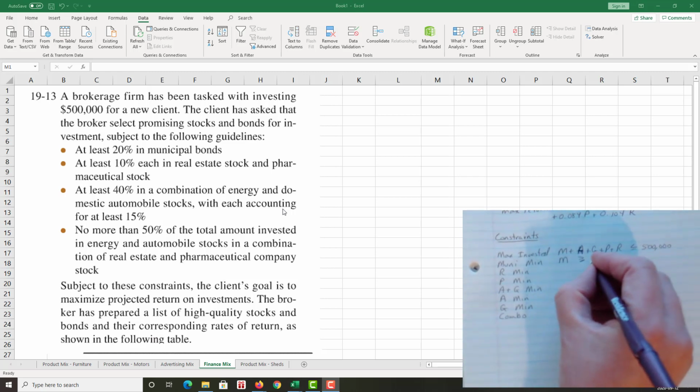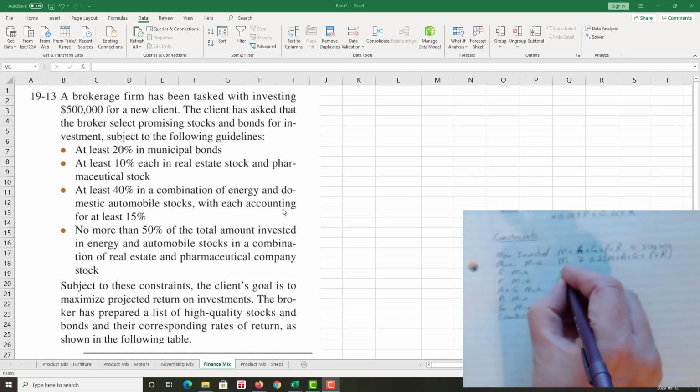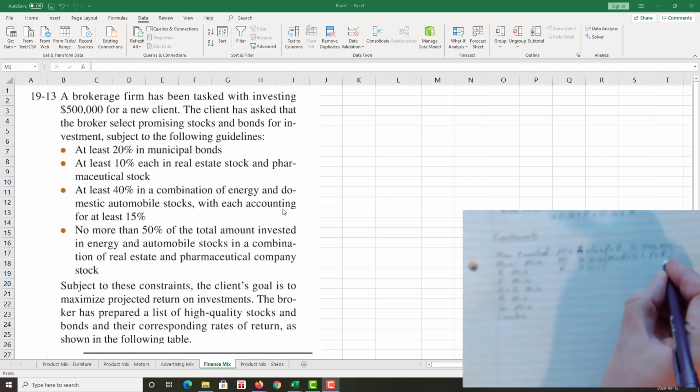So 20% of the total amount invested is 0.2. What's the total amount invested? Well, we just talked about that 2 seconds ago. That's the M plus the A plus the G plus the P plus the R. Okay. So it's relationships, but it's good, right? It's just math. We're just taking what we see in words, converting it into math symbols. R min means greater than or equal to at least 10%, 0.1 times, again, that amount invested, which I'll just give it the dittos.